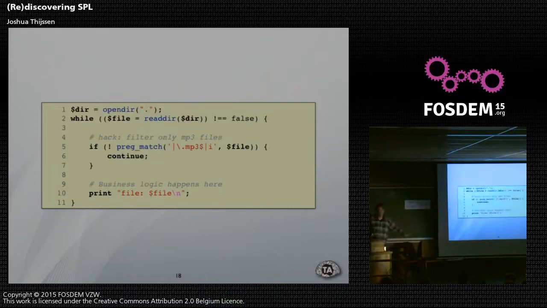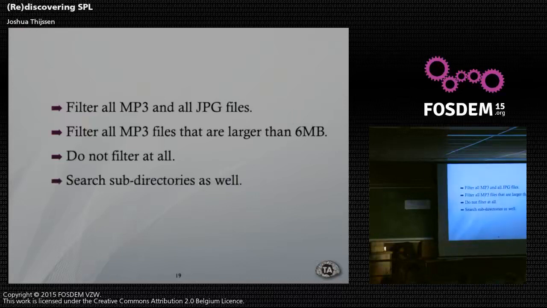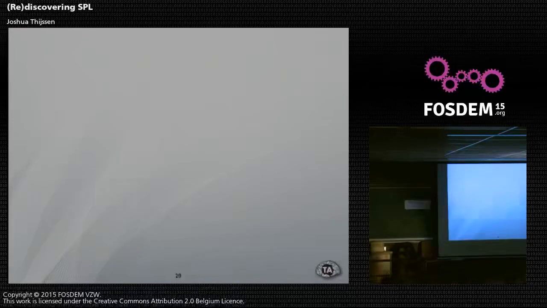Perfect, it works perfectly. However, what if we want to filter out MP3 and JPEG files? What if we want to filter out MP3 files that are larger than 6 megabytes? What if we don't want to filter at all? What if we want to search subdirectories? What if we want to search multiple directories? Legacy code, anyone? So you get if statements and all kinds of really weird stuff that we deal with every day.